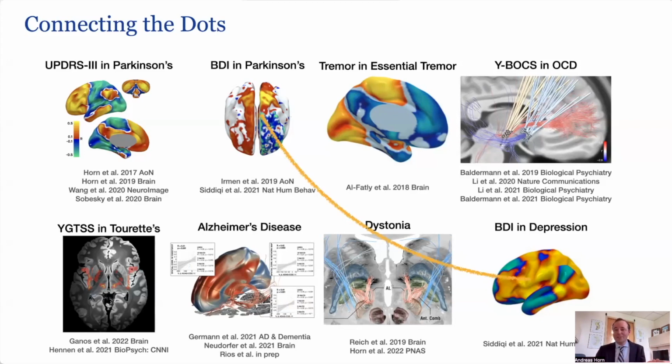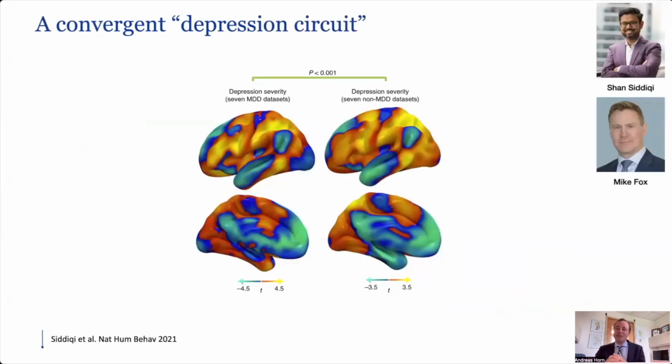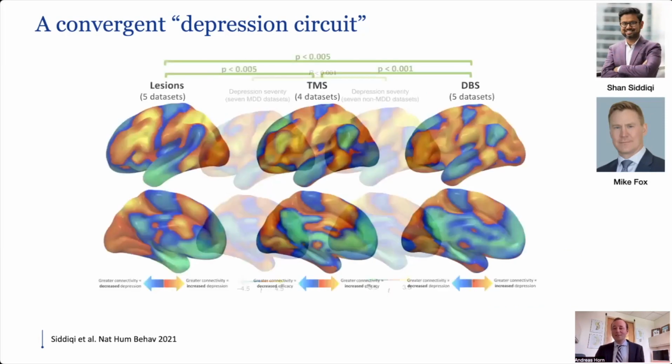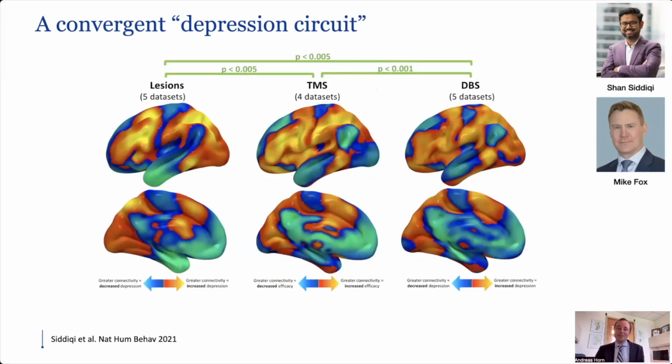There's one example I can show already between depression in Parkinson's and depression in major depression. Shan Siddiqui and Mike Fox ran a beautiful study where they compared depression outcomes in DBS patients with major depression and then non-major depression patients, including our Parkinsonian patients, but also patients with epilepsy. So they could show it's the same network, no matter which is the disease that codes for depression. And in fact, they could even show that you can derive the same network using brain lesions, TMS and DBS.